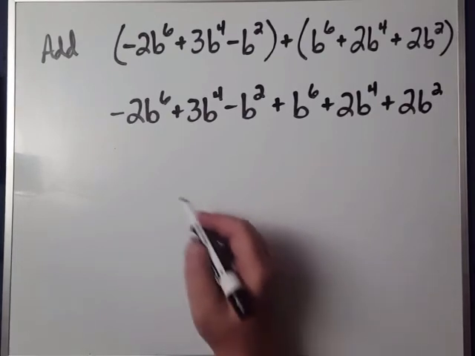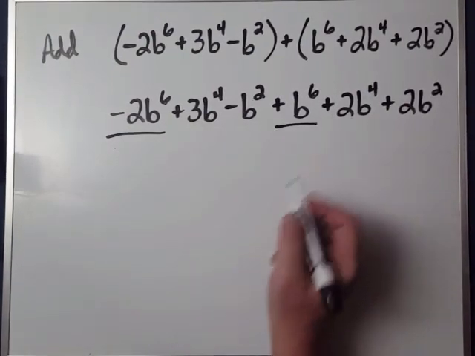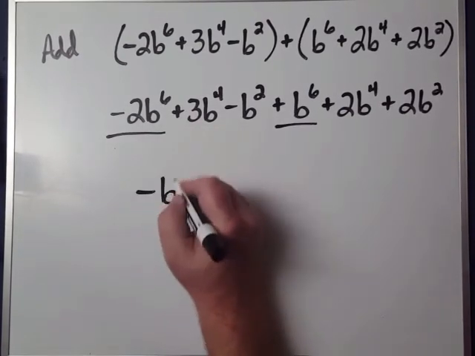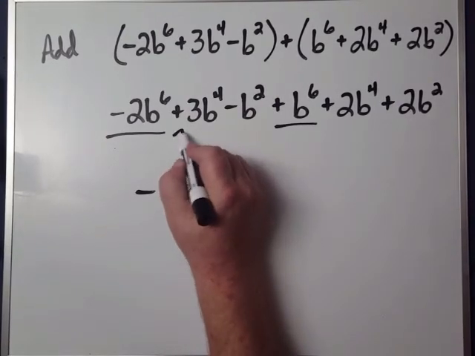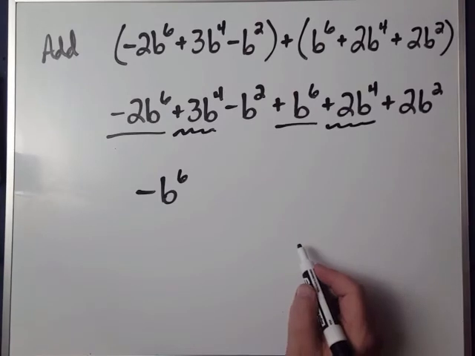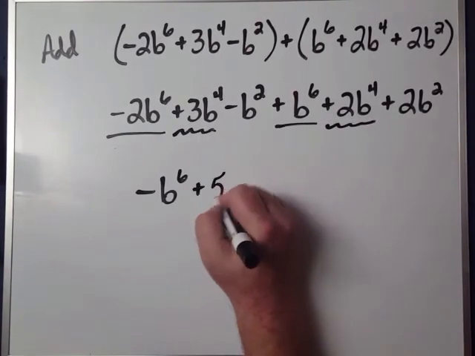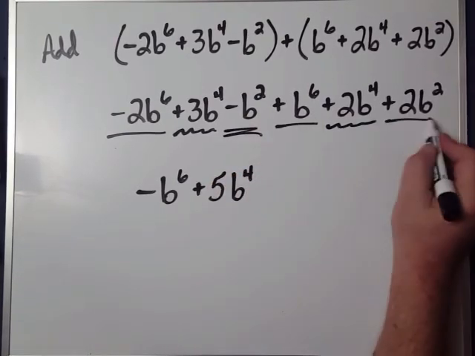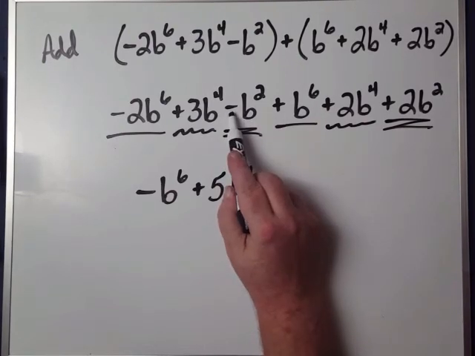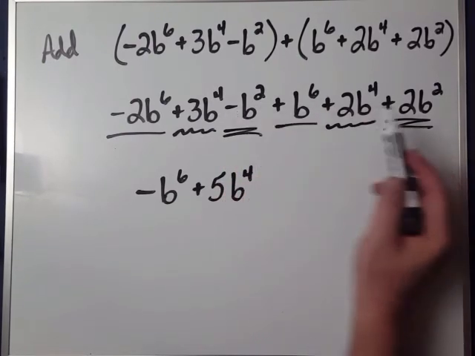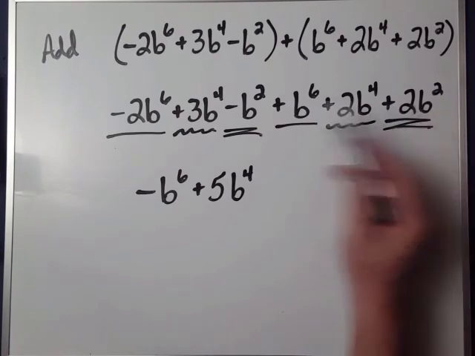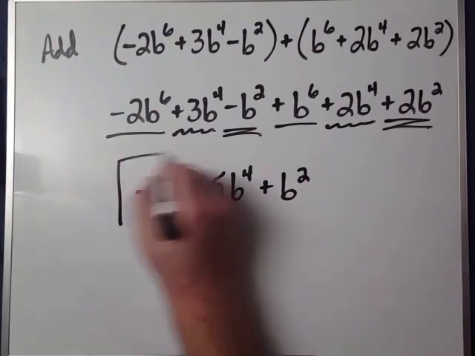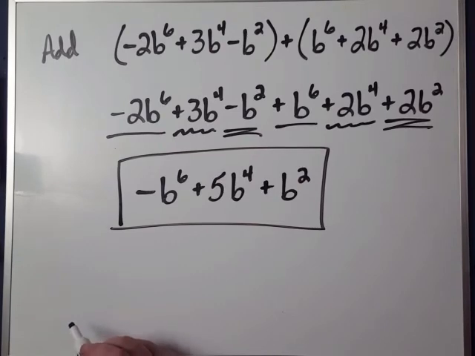Now it's a matter of combining like terms. We've got some b to the sixths. Minus 2 of them plus 1 of them is minus 1 b to the sixth. We don't write the 1. We've got some b to the fourths. 3 of them plus 2 of them is plus 5 of them. And we've got some b squareds. Remember, signs belong to their terms. So this is a minus 1b squared plus 2b squared. Well, that's the same as 2 minus 1 is 1b squared. We don't write the 1. And this is simplified. We just added two trinomials together.